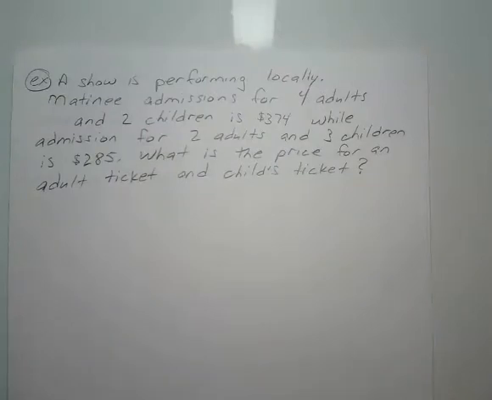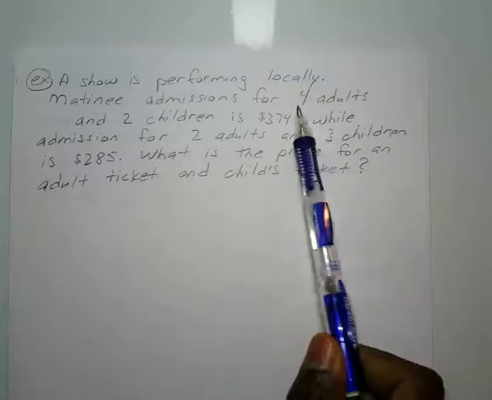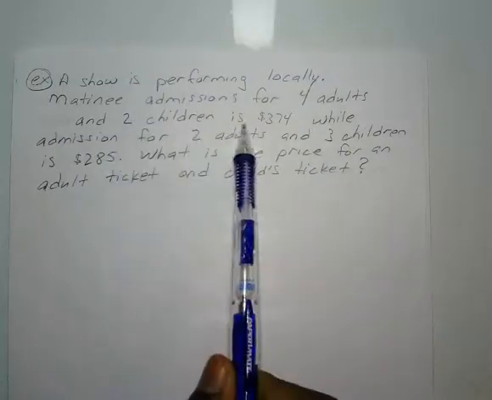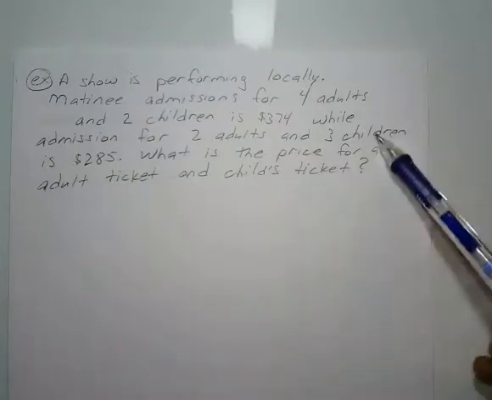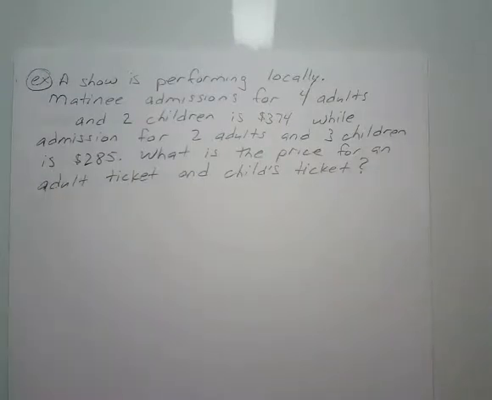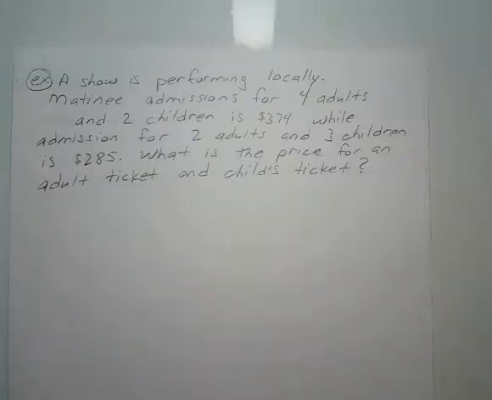Okay, so let's say you have a live show that's performing locally. Matinee admissions for the show for 4 adults and 2 children is $374, while admission for 2 adults and 3 children is $285. So what is the price for a single adult ticket and a single child's ticket?